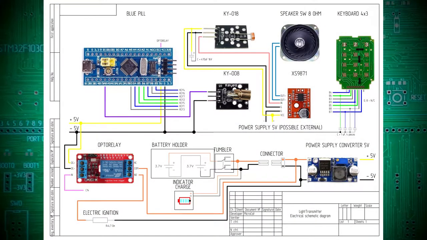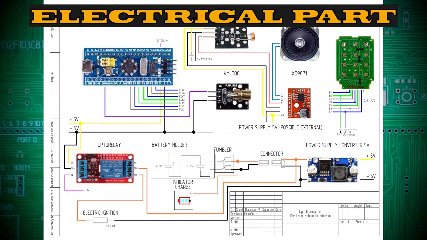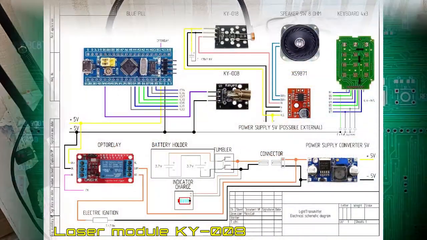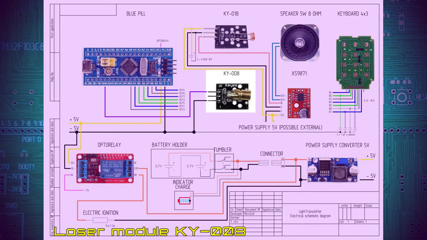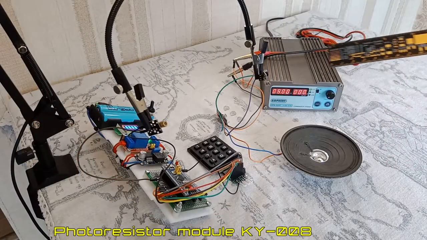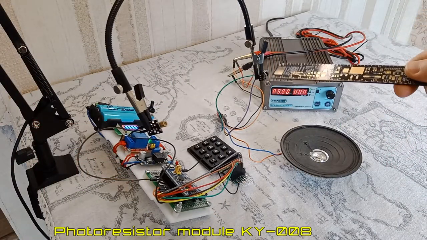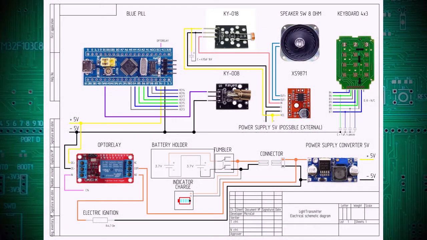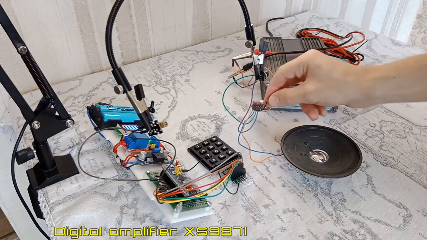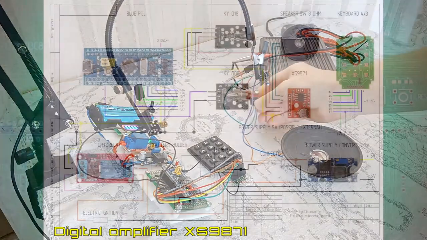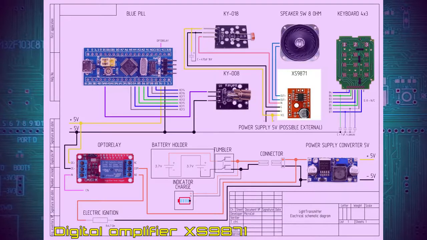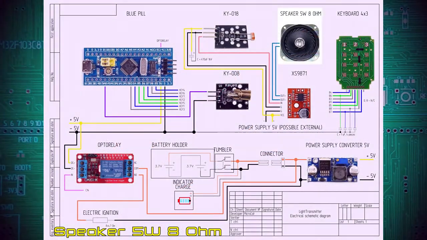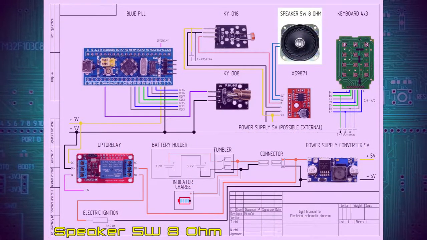And so, we pick up an electrical circuit and start assembling. The data transmission device is an ordinary laser module KY008. The data receiving device is a photoresistor, it is also a KY018. A digital amplifier XS9871 is used to amplify the weak signal. And it is loaded onto an 8 ohm 5 watt speaker.